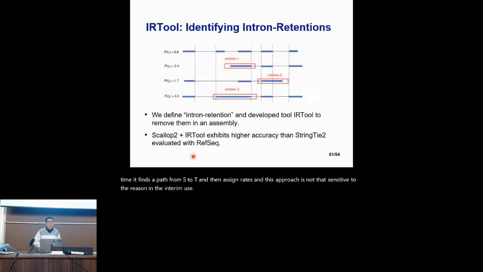So we developed a tool called IR tool to identify transcripts with intron retentions in assembly. And we show that Scallop2 combined with this tool will give us a higher accuracy than StringTie2, evaluated even with RNA-seq. So in other words, if you don't like the transcripts with the intron retention, you can first run Scallop2 and then use this tool to get rid of them. And the result will be better than using StringTie2.